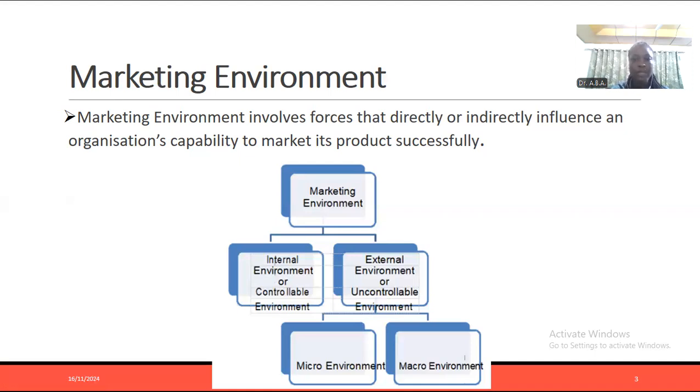If we pick the external environment, we can classify it into two groups: the micro environment and the macro environment. So broadly, the marketing environment is classified in two: the internal environment and the external environment. And within the external environment, we have the macro and the micro environment.